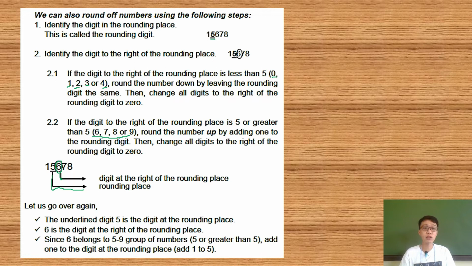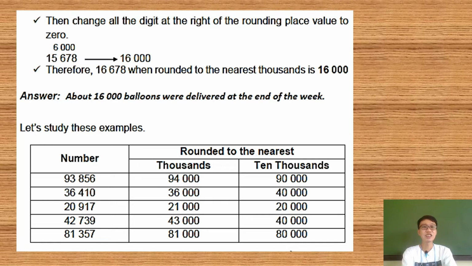Since 6 belongs to the 5, 6, 7, 8, 9 group of numbers, they are 5 or greater than 5, add 1 to the digit at the rounding place. Again, add 1 to 5. Then, change all the digits at the right of the rounding place to 0. So we're going to change 5 to 6.